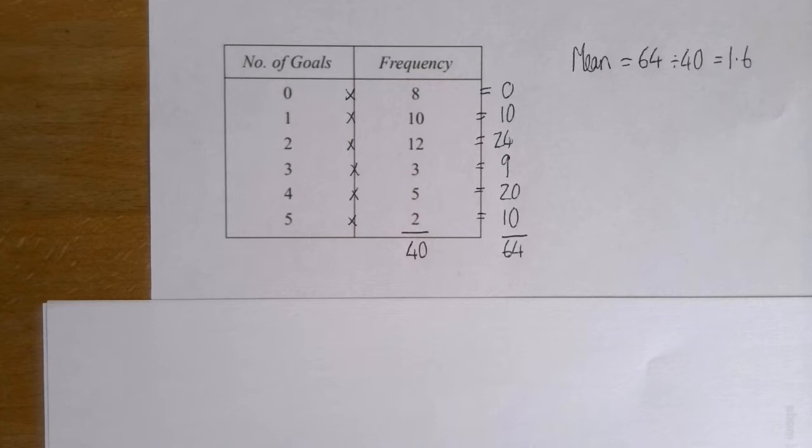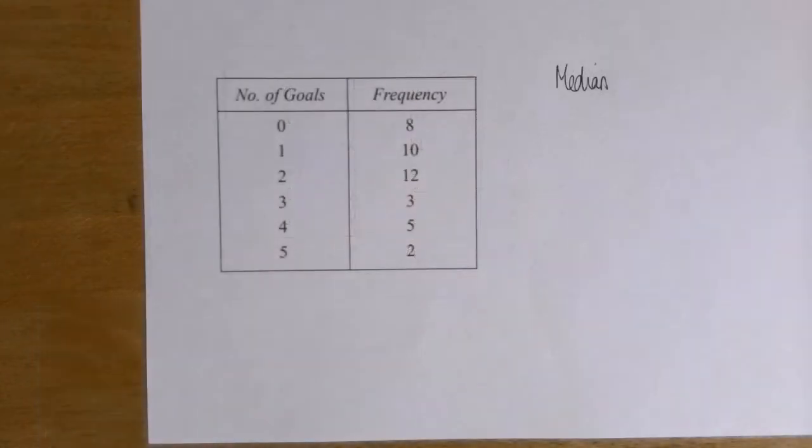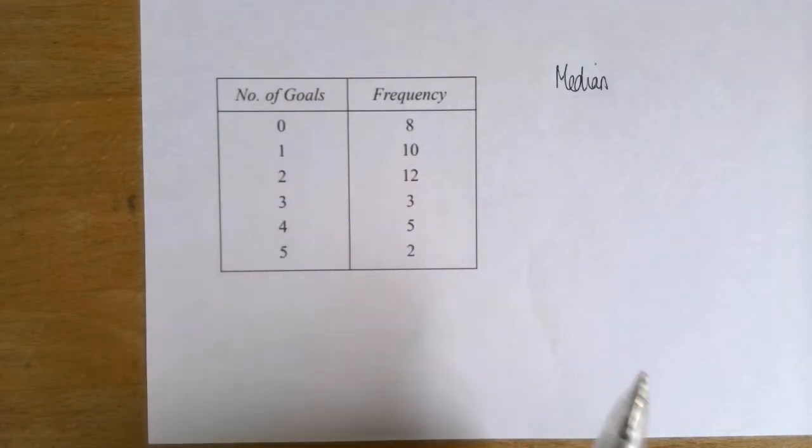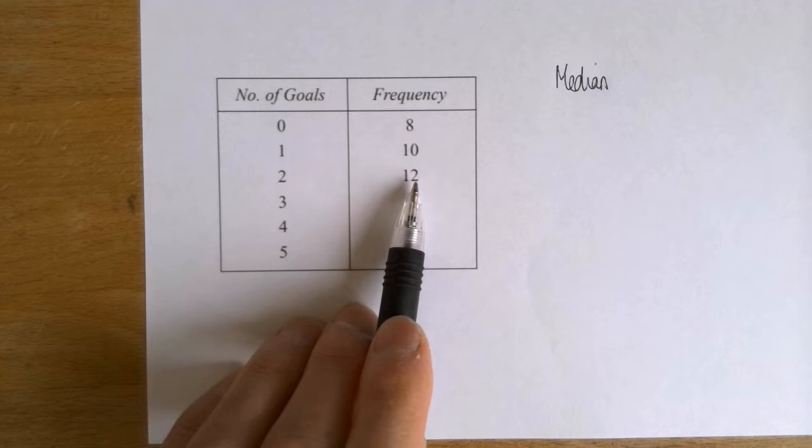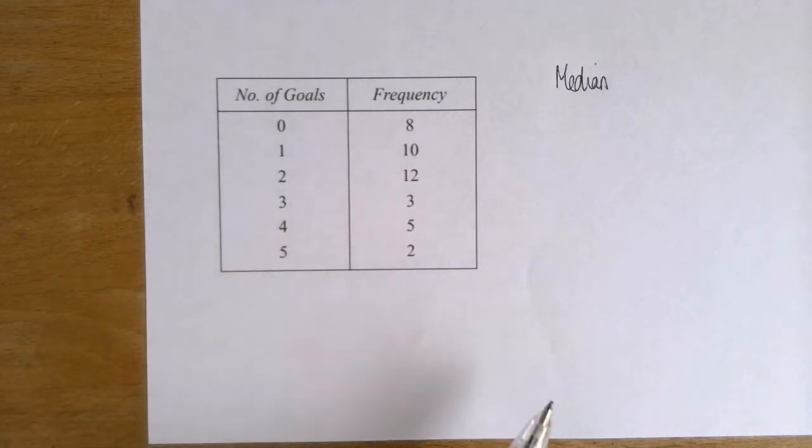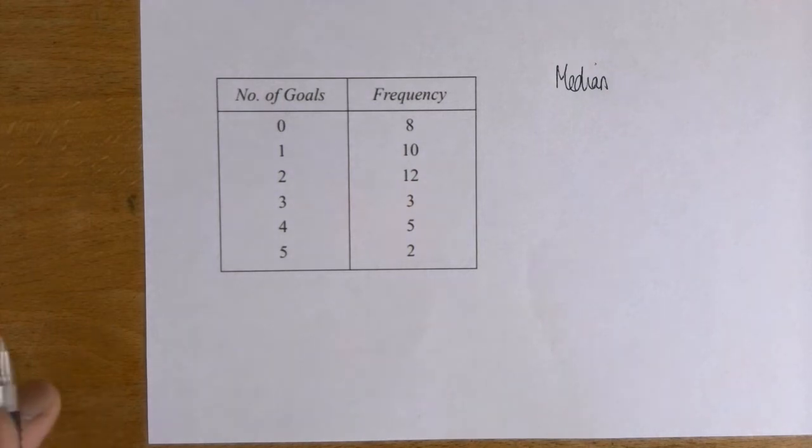So that's a quick recap of the last 2 lessons. Median from a stem and leaf diagram, mean from a frequency distribution. But what if I wanted to find the median of that same set of data? So I can work out the mode, most popular number of goals scored, that's 2. I can work out the mean using that technique I've just reminded you of, but what about the median?